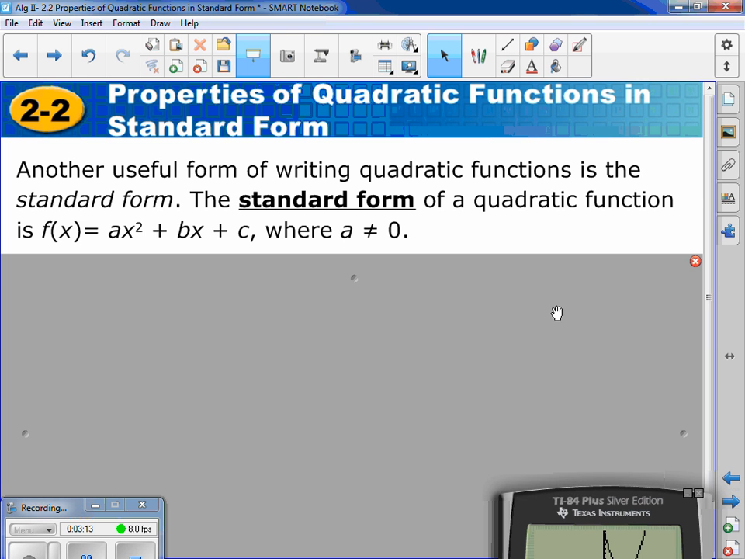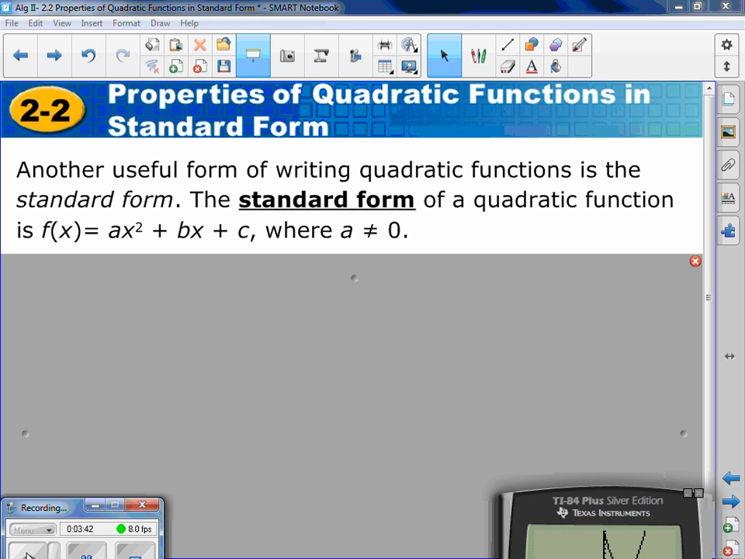When we talked in Algebra 1 about linear functions, you had your slope-intercept form, your point-slope form, and your standard form. Right now we know vertex form. Vertex form is a times quantity of x minus h squared plus k. Now we're going to talk about standard form. Standard form in quadratics is ax squared plus bx plus c, where a is not equal to 0.